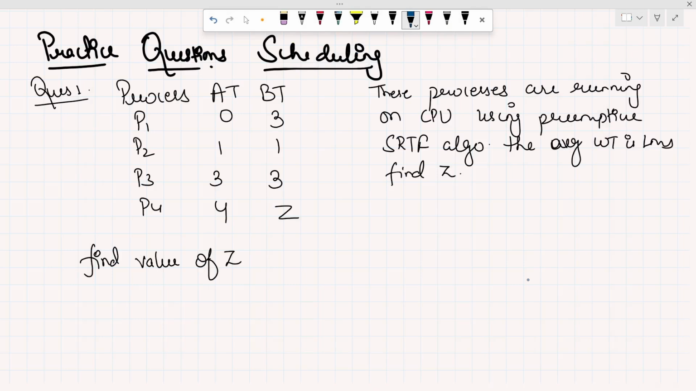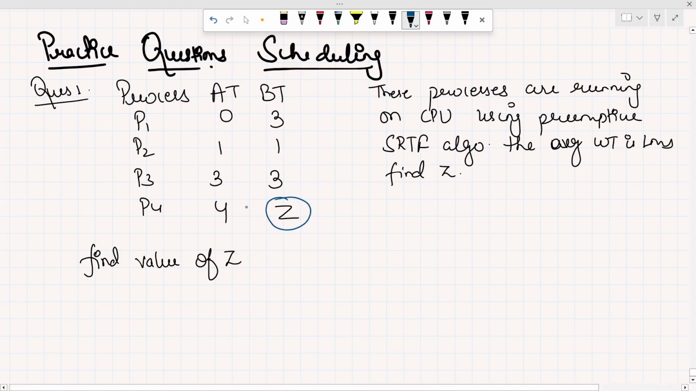In this video, we are going to solve one more question of scheduling algorithm. This question appears in the GATE examination as well, so it's an important type of question. The question looks like this: we have processes, arrival times and burst times. What we have to do is find the value of z.